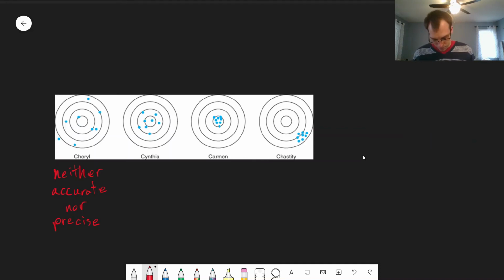She's not very consistent in throwing the darts and getting it where she wants it to go. Cynthia is accurate. The darts are mostly making it towards the center, but not precise. All the darts are not making it to the exact same spot. They're sort of spread out a little bit still. Carmen is what we're going for. Carmen is both accurate and precise.